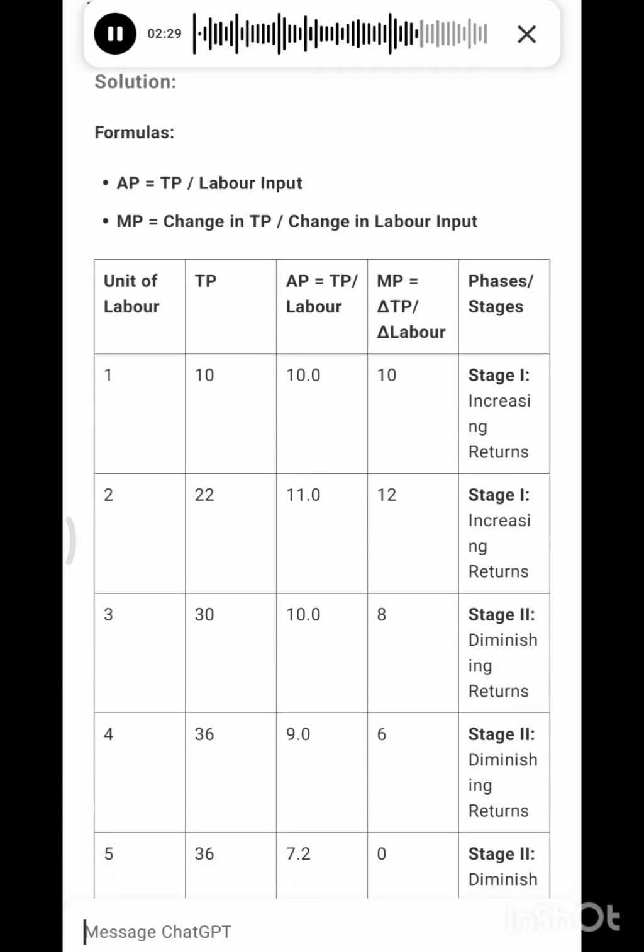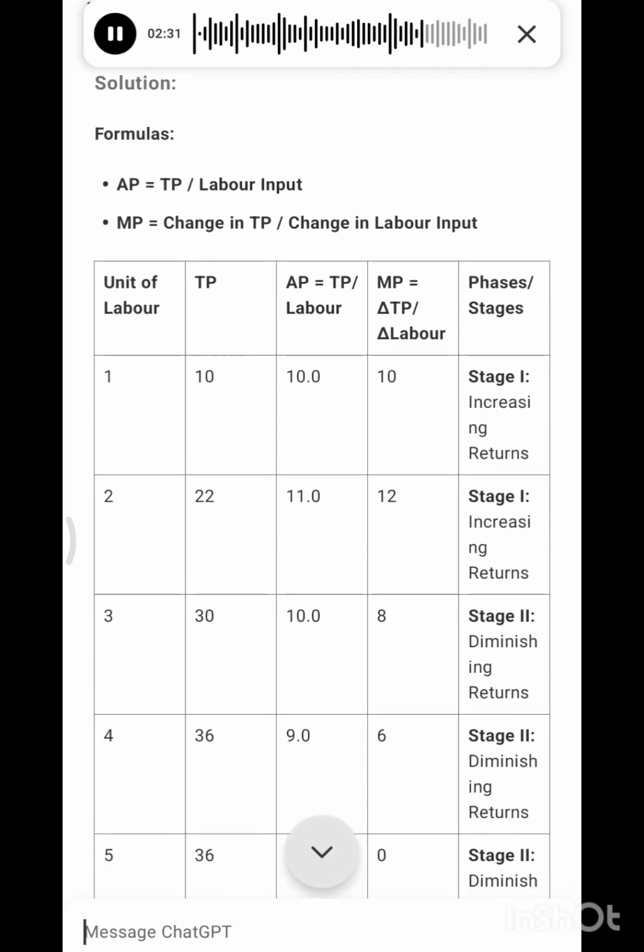Formulas: AP equals TP divided by labor input. MP equals change in TP divided by change in labor input. Unit of labor, TP, AP equals TP over labor, MP equals delta TP over delta labor. Phases, stages. 1, 10, 10.0, 10: stage 1, increasing returns. 2, 22, 11.0, 12: stage 1, increasing returns. 3, 30, 10.0, 8: stage 2, diminishing returns.